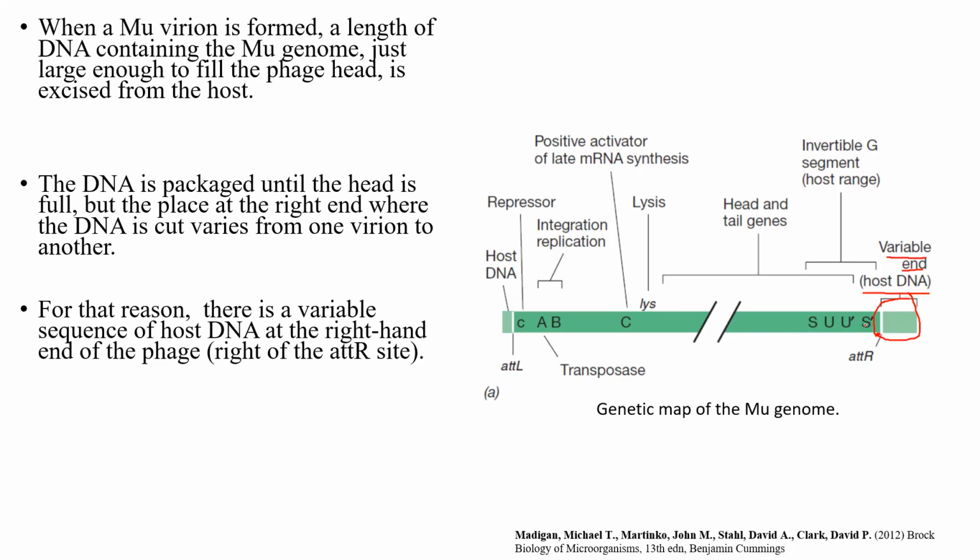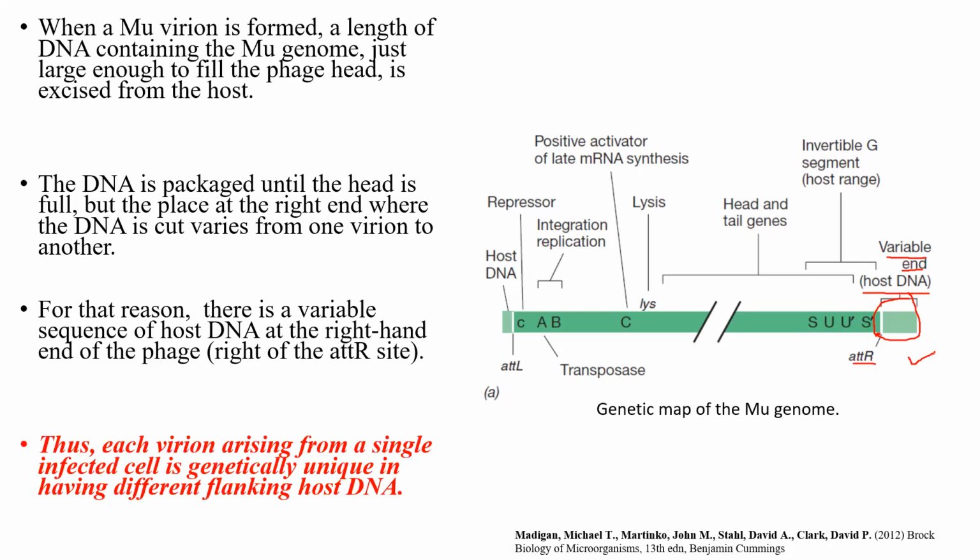This is host DNA right of the mu at the R site, which is this one. And each virion arising from a single infected cell is genetically unique in having different flanking host DNA. When a bacteriophage infects a host, after the cycle is complete, many bacteriophages come out of that host after lysis. Here, each mu virion is genetically unique. It's different, having a different host sequence at the right end. That's why it's called the variable end.